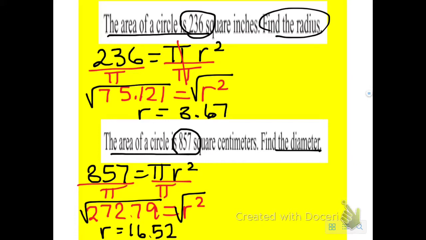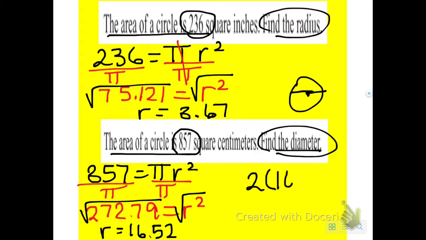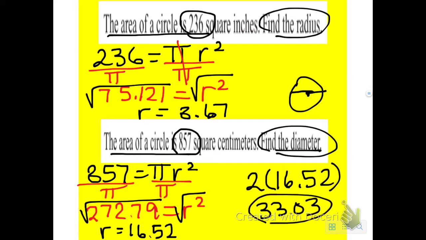But the problem is I don't want to find r, I want to find the diameter. So if the radius of a circle equals 16.52, how would you find the diameter? Well, I know that a radius goes from the center to the edge, and the diameter goes all the way through. So what I would need to do to find the diameter is multiply 2 times 16.52, because it takes 2 radii to make a diameter. So my answer is going to be 33.03. Make sure you answer what the question's looking for.